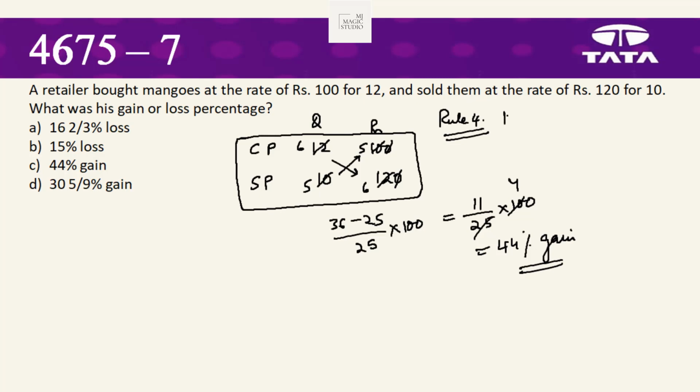We are using rule 4, debt rule. Please go through the rule in detail to understand how these figures and the formula are generated. We are using rule 4 here. Option C, 44% gain is the answer.